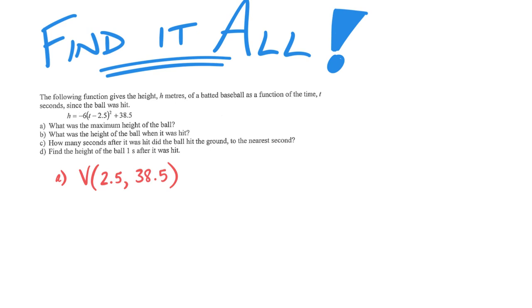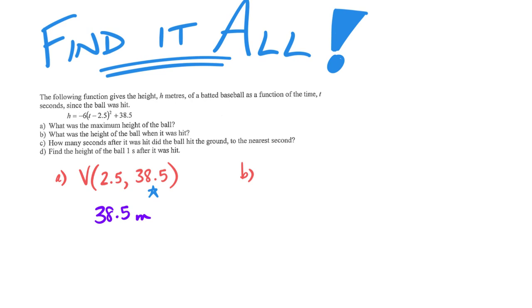So when the question asks me what is the maximum height of the ball, I am looking for the maximum value of that function, and that maximum value is always the y-coordinate, or in this case, the h-coordinate. And so to answer the question for A, I can just read it straight from the equation. I could say then 38.5 meters. There we go. Hopefully not too bad.